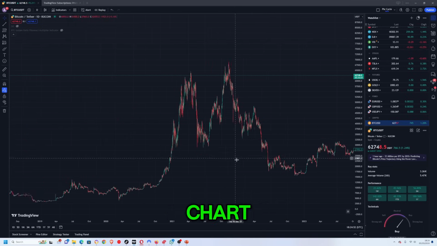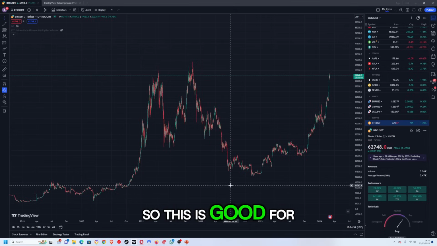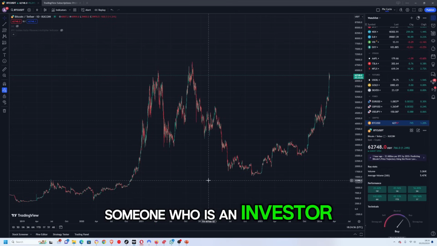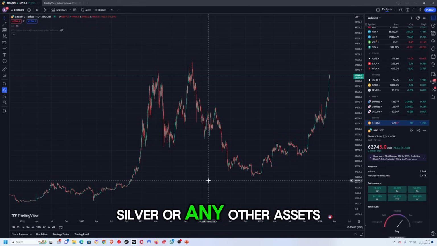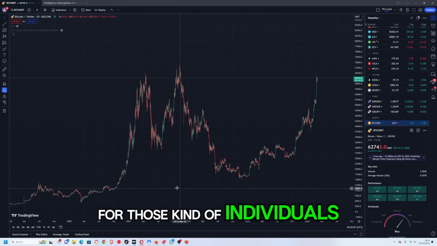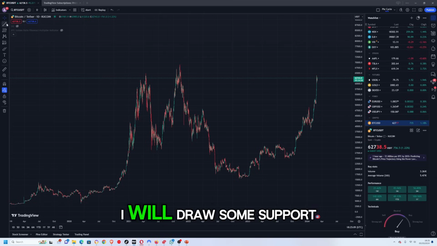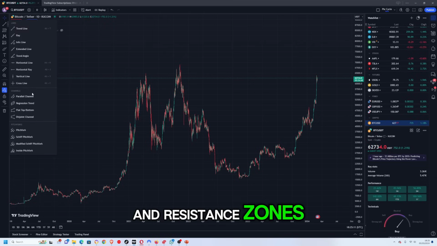This is on the daily chart, so this is good for someone who is an investor, who is trying to invest, such as into Bitcoin, gold, silver, or any other assets. So this is very good for those kinds of individuals. So here I will draw some support and resistance zones.